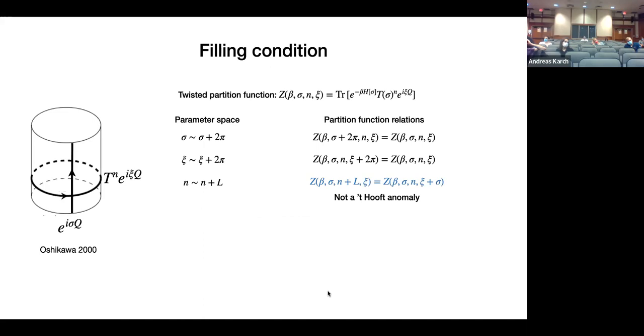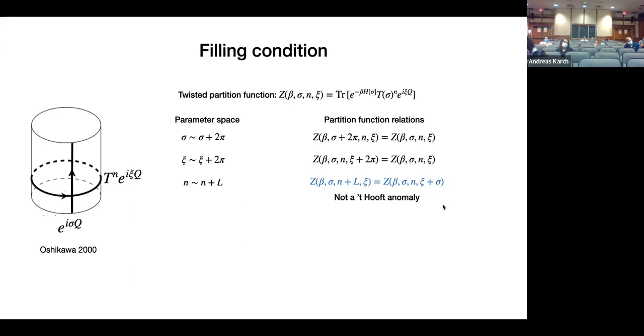Again, this is essentially the setup that was used in the classic paper by Oshikawa. Let's say we have a 1D system with some U(1) symmetry, U(1) charge being Q, and we twist the spatial direction by e^{iσQ}, and we put in translation and also the U(1) symmetry operator in the time direction. So we can study this torus with these twists, with the partition function having T^n and e^{iθQ} inserted in the time direction. We can study how this partition function transforms with the parameters.